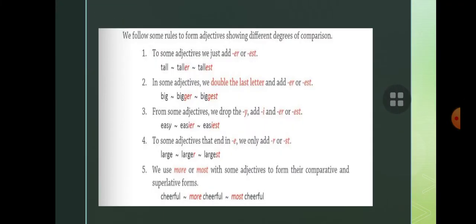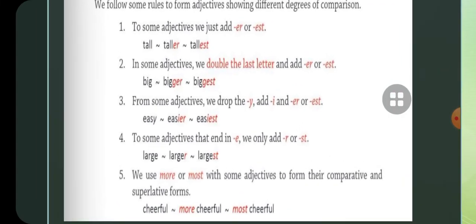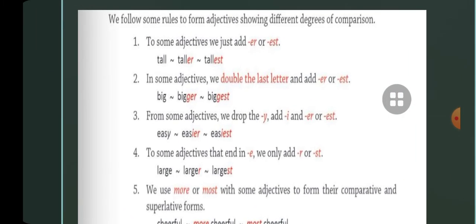Next, children, we follow some rules to form adjectives showing different degrees of comparison. Here some rules are given. To some adjectives we just add er or est, like tall, taller, tallest. Second, in some adjectives we double the last letter and add er or est. So here big, we double the last letter g and write bigger, biggest.